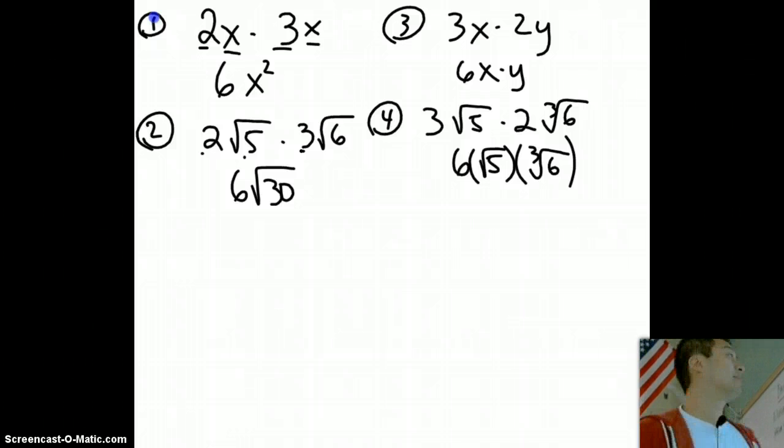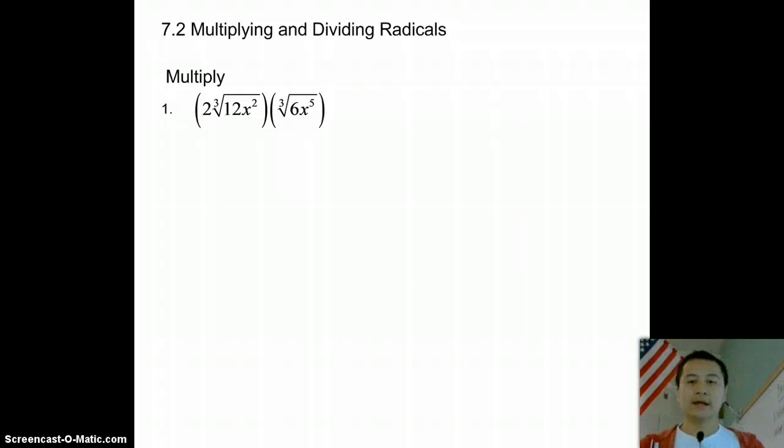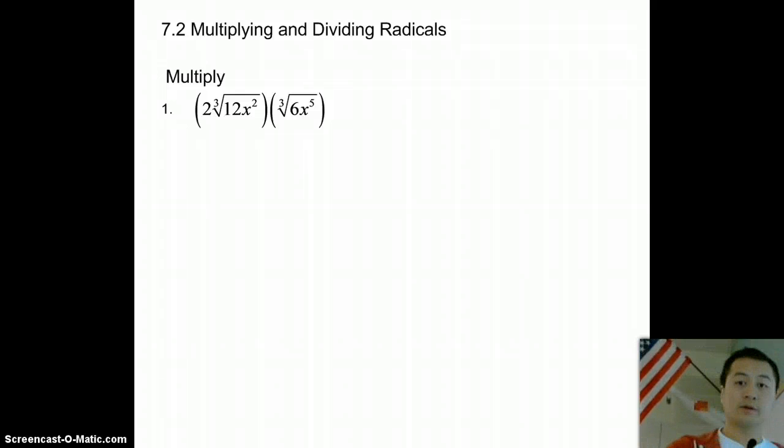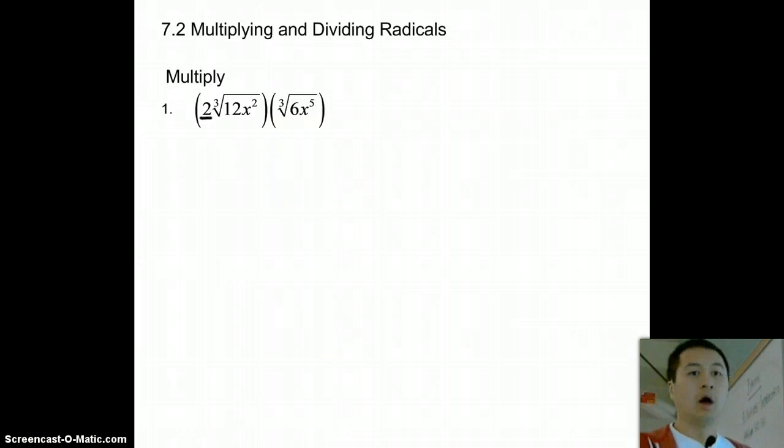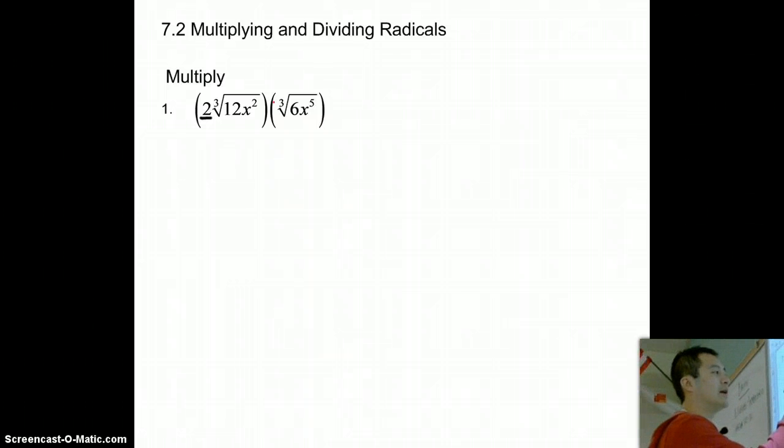Let's do the problem I had in the beginning again. First of all, are the radicals the same? Yes, so let's multiply them together. What number is in front? This is a 2, and this one, I don't see a number there. But remember, if there's no number written, what number is really there? It is a 1. So multiply: 2 times 1 is 2.